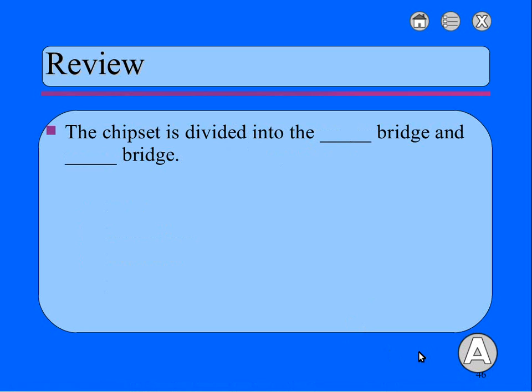The chipset is divided into the blank bridge and the blank bridge. What are those two chips called? They're called the North and the South bridge. North bridge and South bridge. The North bridge is the faster one, and the South bridge is for the slower devices. But they work together as a chipset.